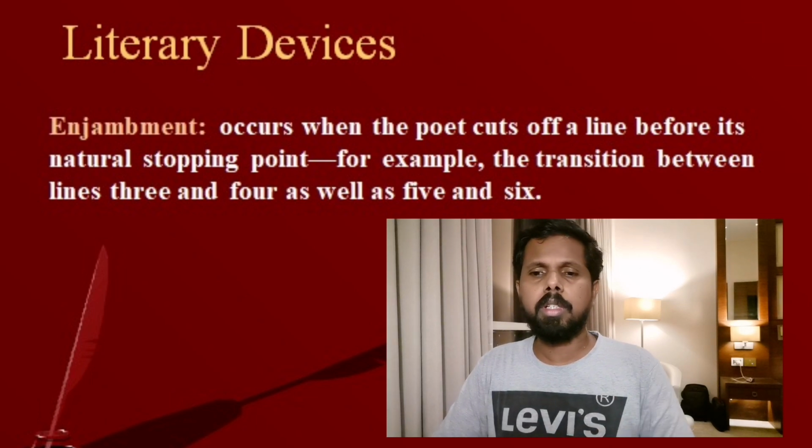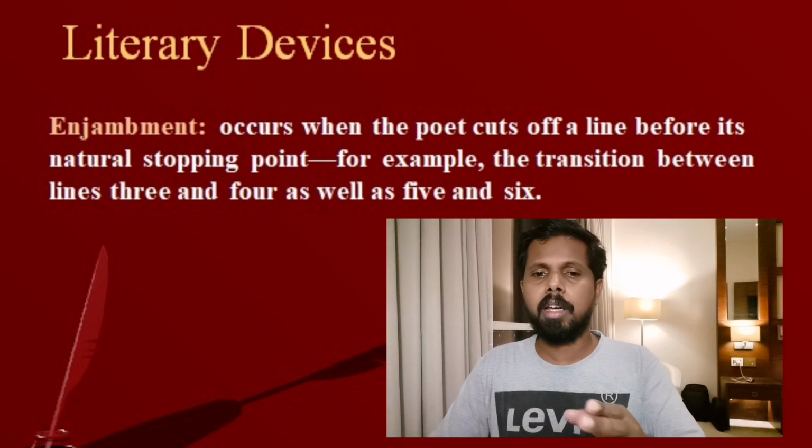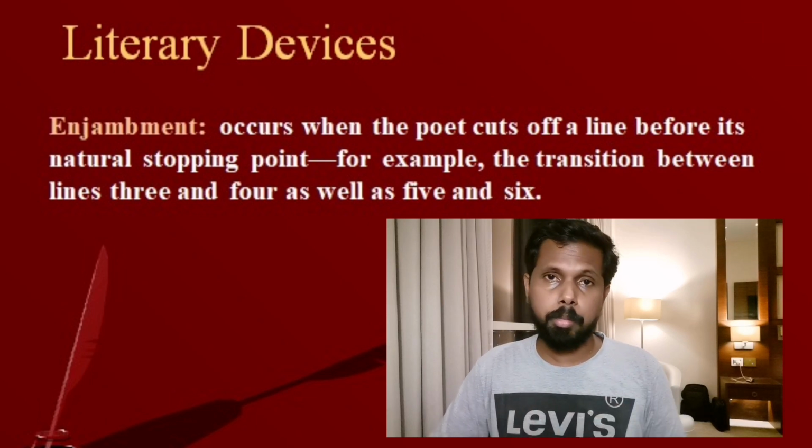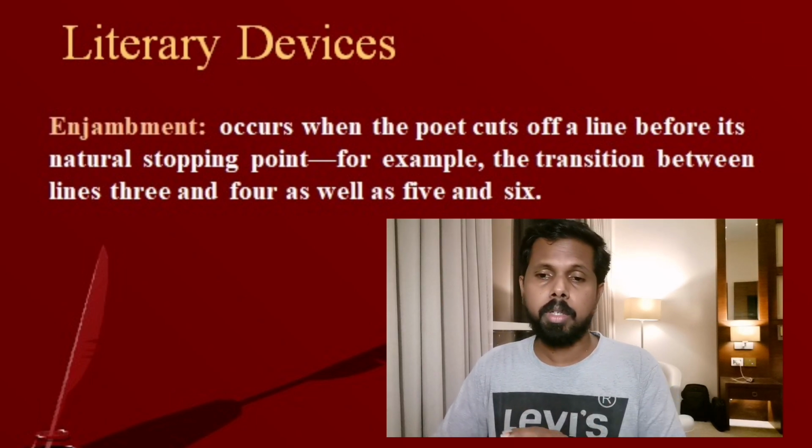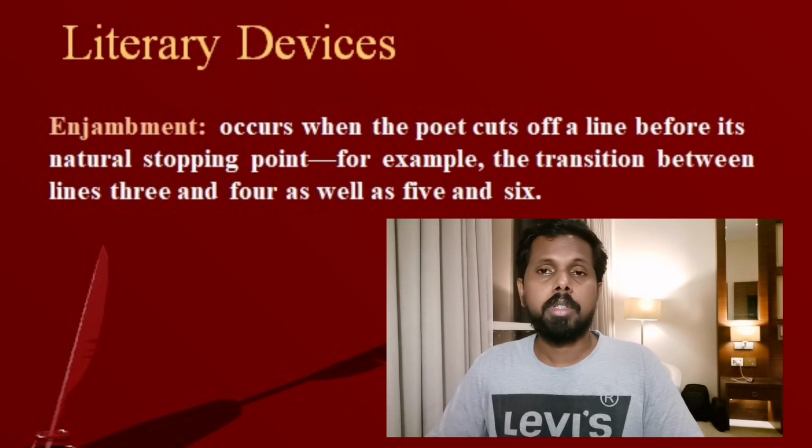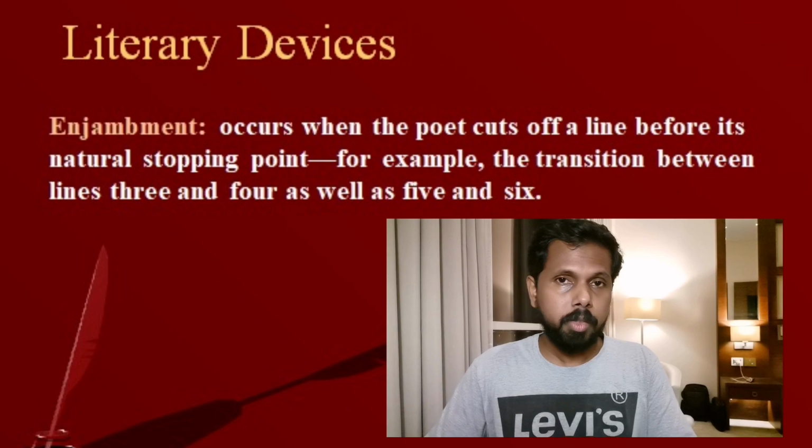For example, we can find a transition between lines 3 and 4 as well as 5 and 6. If you look at the poem, you can see that in lines 3 and 4 and 5 and 6, the poet breaks the line and brings it down. It's called enjambment. So caesura, alliteration and enjambment are the poetic devices used in the poem.